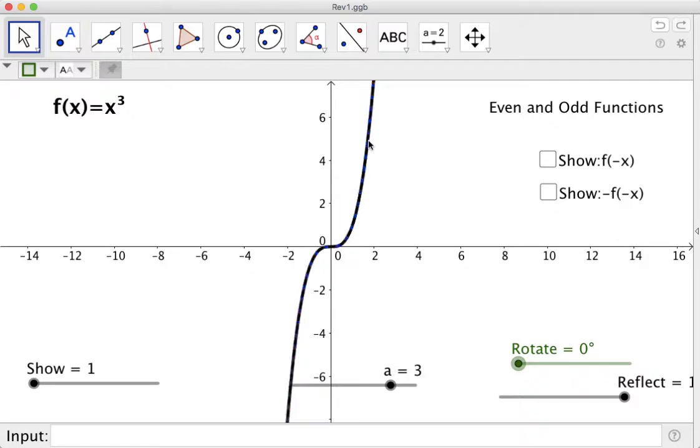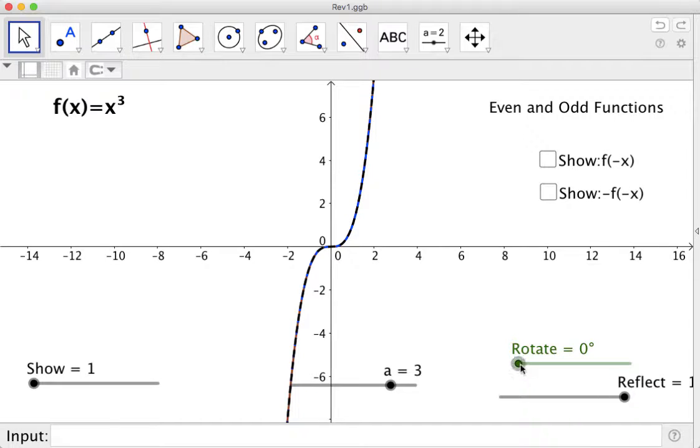f of 2, or 2 cubed, is equal to 8, whereas f of negative 2 is equal to negative 8. And so we can look at what happens if we replace every value with its negative. We get a different looking function. On the other hand, if we graph negative f of negative x, we get the identical function.